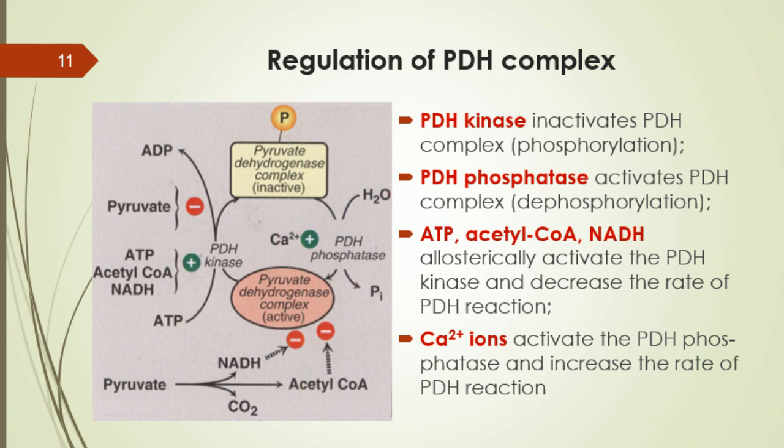Pyruvate allosterically activates the dephosphorylated form of PDH, acting in concert with other substrates, NAD+ and CoA. PDH activation also occurs under the influence of insulin. Insulin increases the concentration of calcium ions in the mitochondria. An increase in the concentration of calcium ions stimulates PDH phosphatase and causes activation of the pyruvate dehydrogenase complex.